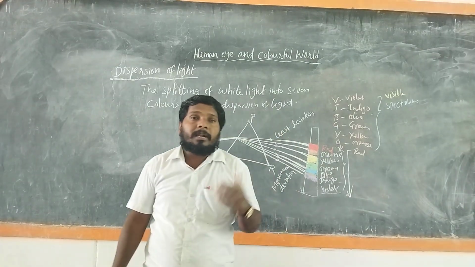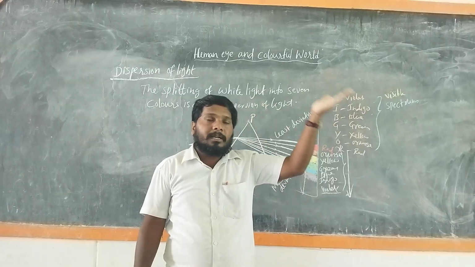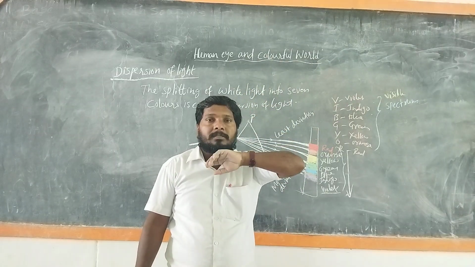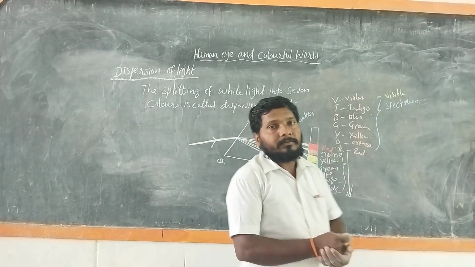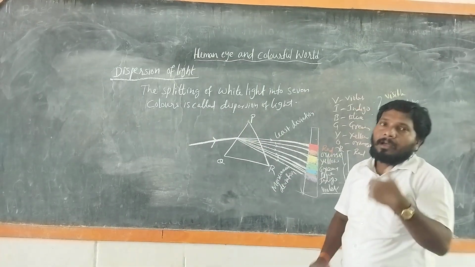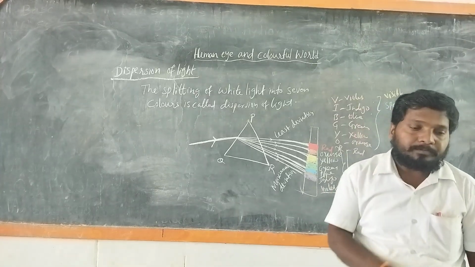That's why the red color is used in the traffic signals, because the red color travels more distance compared with the others. Why are we using red? We are using red in traffic signals because red has more wavelength.